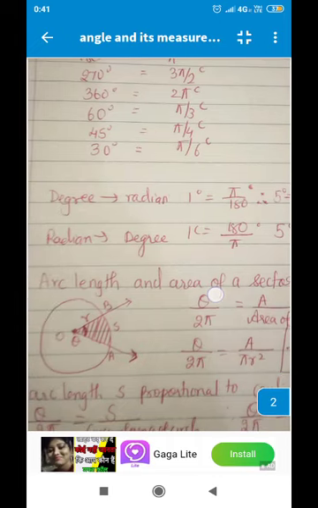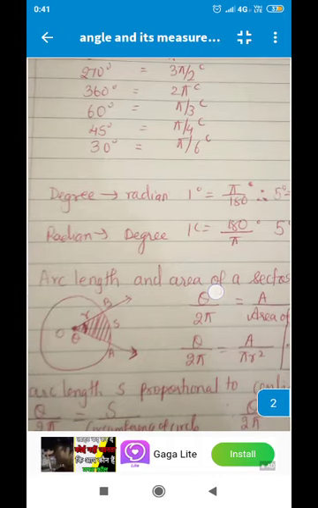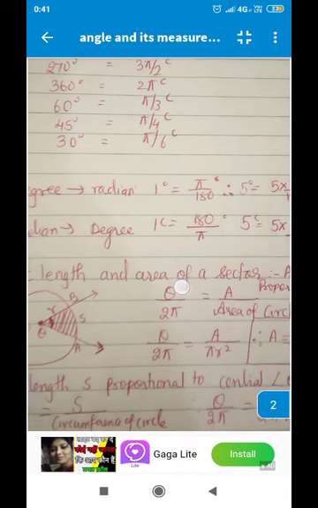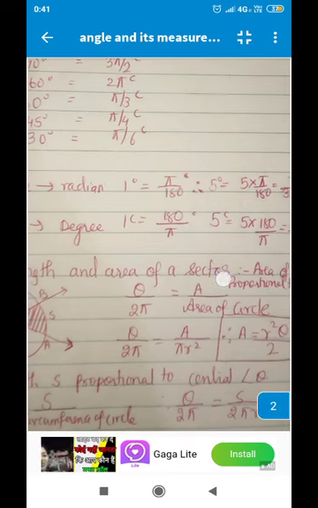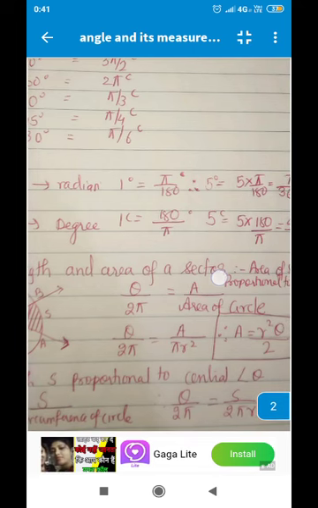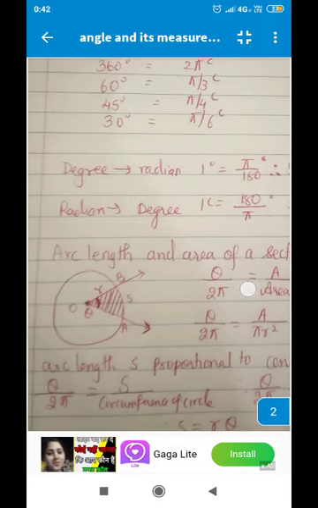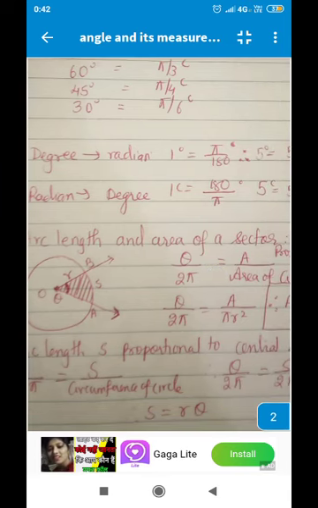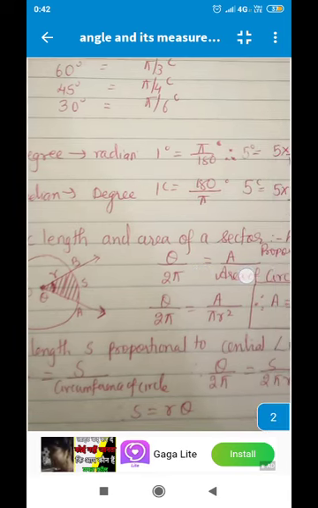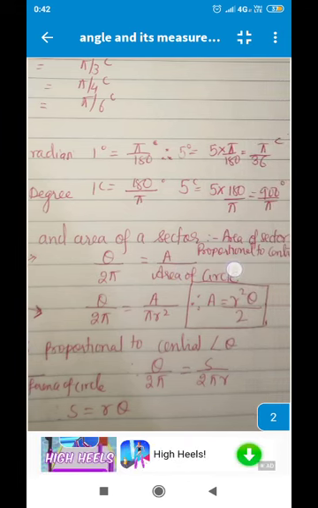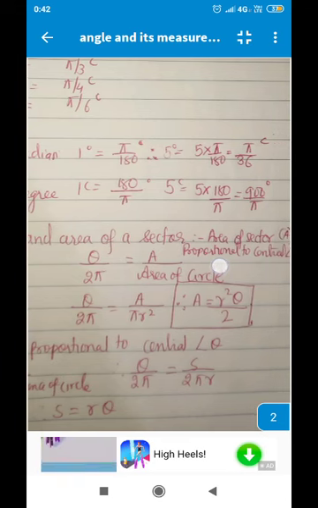Now see how there is a formula to convert degree to radian and radian to degree. In order to convert degree to radian, 1 degree equals pi upon 180 radian. So if it is 5 degrees, you multiply 5 degrees into pi upon 180 radian, and that becomes pi upon 36 radian. Similarly, to convert radian to degree, the relation is 1 radian equals 180 upon pi degrees. So 5 radian is 5 radian into 180 upon pi degrees, which becomes 900 upon pi degrees.